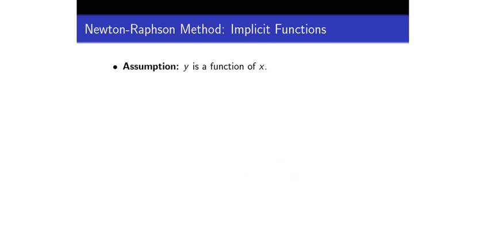So one more application of the Newton-Raphson method is in solving implicit functions. Implicit functions means you have an equation like g of x comma y equals to 0, and you cannot express y as a function of x only. This is an implicit equation. In that case, the Newton-Raphson method will still play a role to get y if you prescribe x.